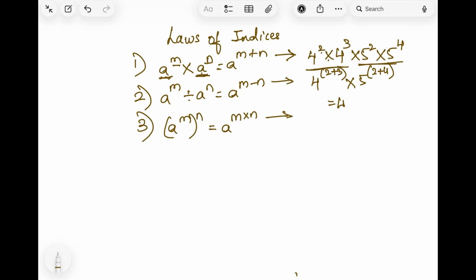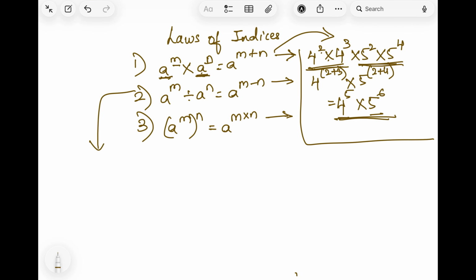Now the answer is 4 raised to 5 into 5 raised to 6. Now you cannot simplify further. Why? Because the base is not the same, so you cannot apply this law here. But you can apply this law at the first step, because there are two numbers which have the same base. When you reach the last step you cannot apply any law, because both the bases are not the same. So the first law, I hope it's clear.